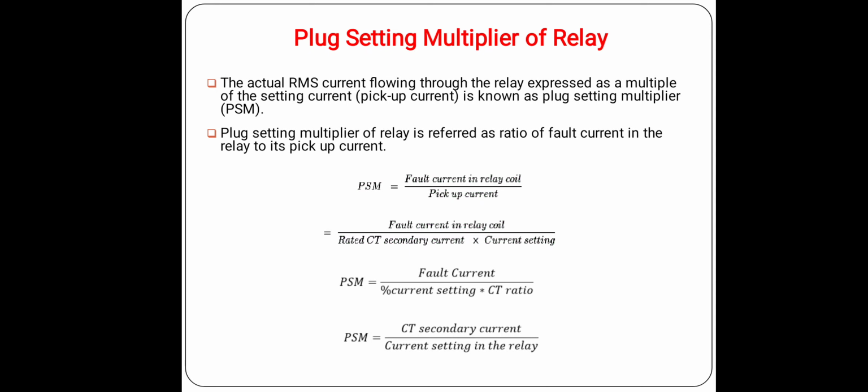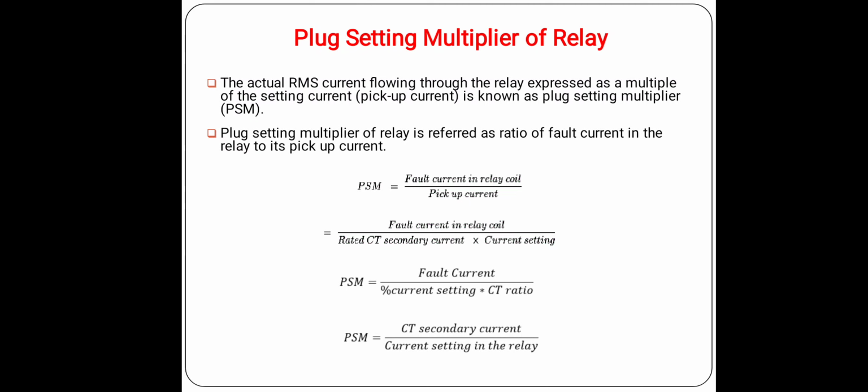So we need to now express the current which flows in the relay in terms of multiples of the setting current. Suppose we take one example. The rating of a relay is 5 ampere and it is set at 200%, that means 10 ampere. That means the relay will operate when the current value exceeds 10 ampere. If the current flowing through the relay is 100 ampere, then the plug setting multiplier will be 10. This is the multiple of the plug setting multiplier.